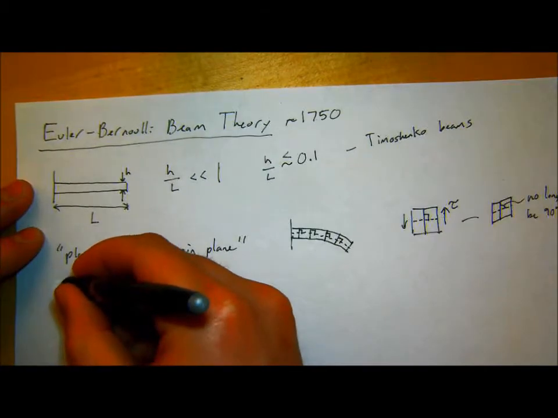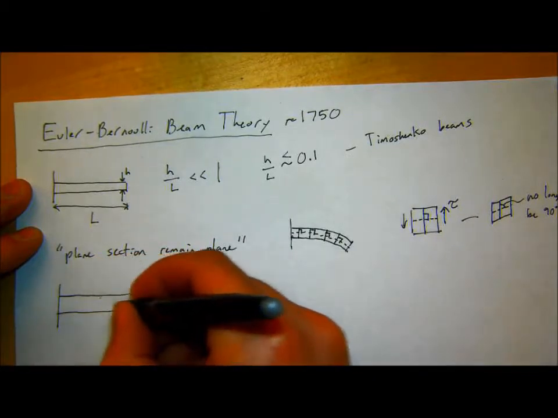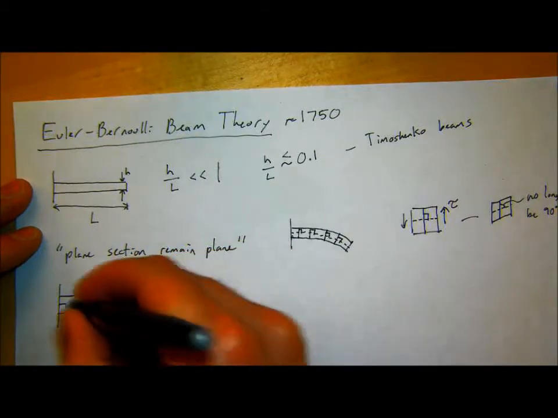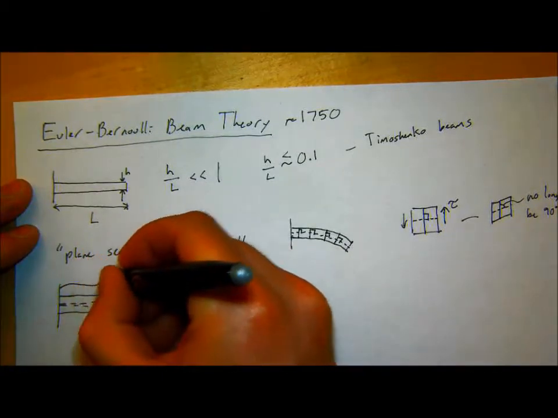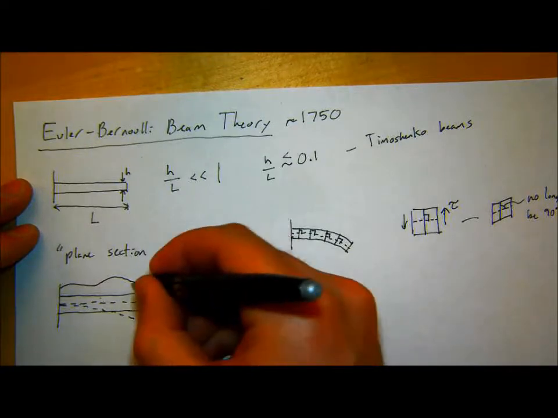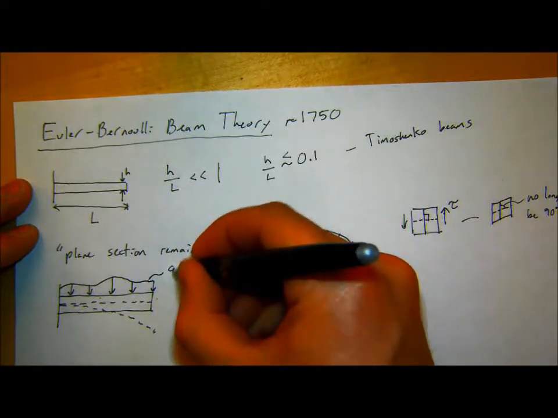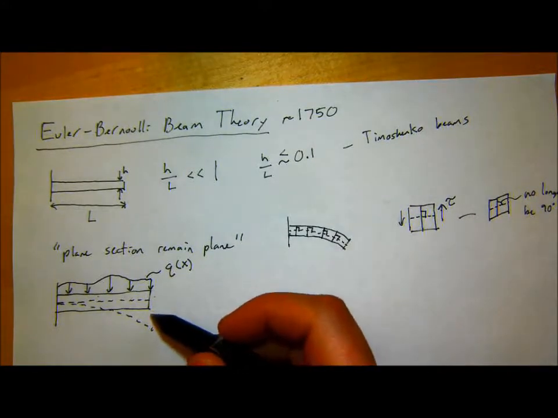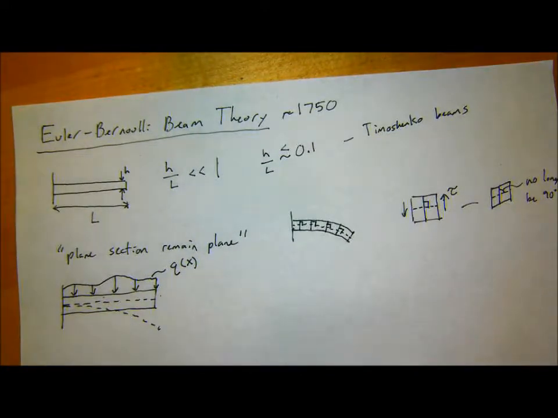So if I take a beam, this beam starts with a neutral axis along here. That neutral axis is then going to deflect down. And I'm going to say I have some arbitrary loading on the surface, where this load I'm going to call q of x. Most of the problems you've seen have probably been point loads on beams, either a single point force at the end of the beam or three-point bending in the middle of the beam. This is a more general definition of it, but I'll show how that simplifies.